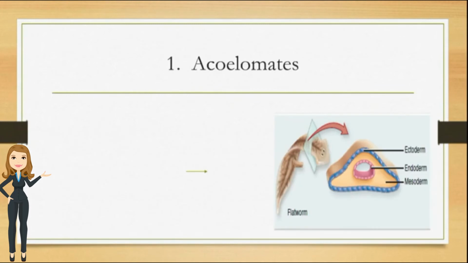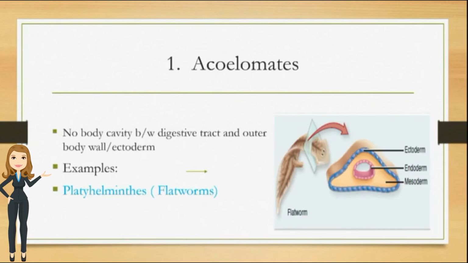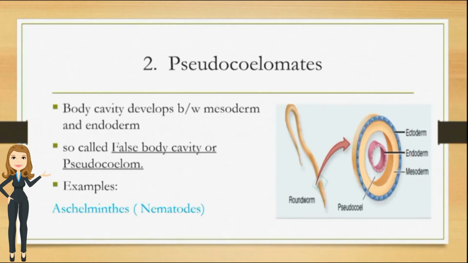Going into the detail, the first group of organisms which are known as Acoelomates, these organisms don't have any body cavity. So there is no body cavity, that's why these are known as Acoelomates. Examples are Platyhelminthes and flatworms.